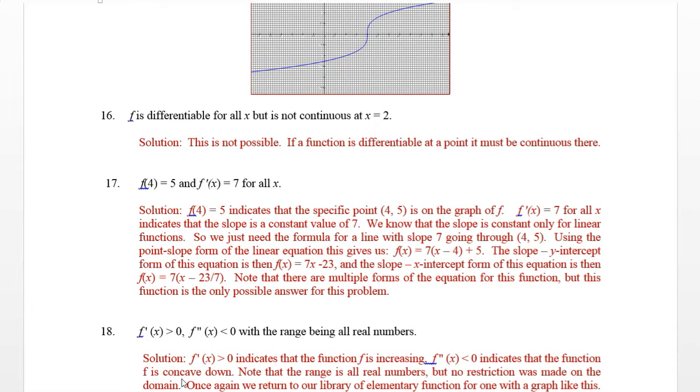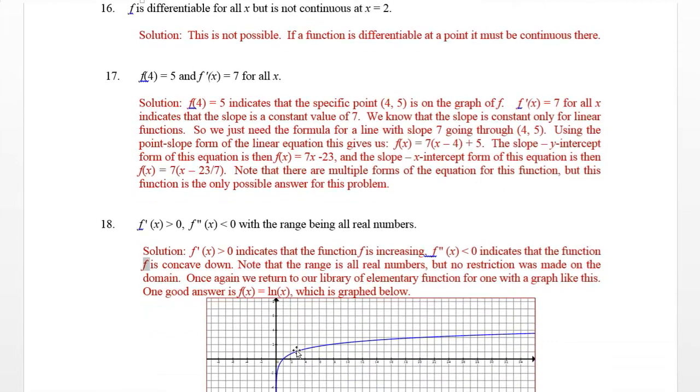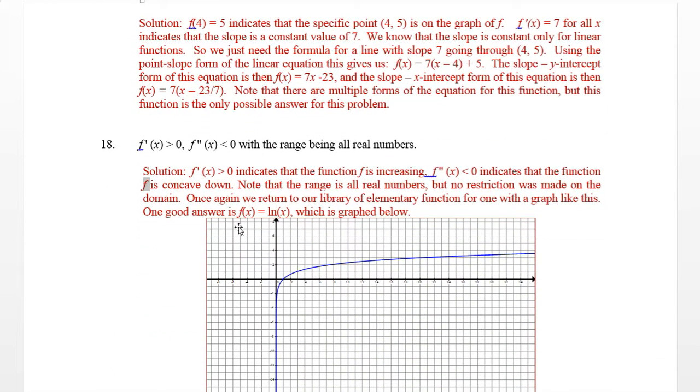Okay, so hopefully you realize that the derivative greater than 0 indicates that the function is increasing. The second derivative less than 0 indicates the function is concave down. Okay, so we've got a function that's increasing and concave down. And the range has to be all real numbers. It didn't say what we can do what we want on the domain. So one basic function is a logarithm. It looks like that, right? So at least of a log base bigger than 1. So like ln of x or log base 2 of x.